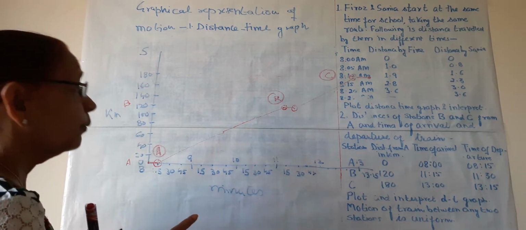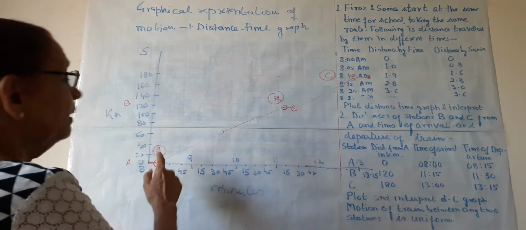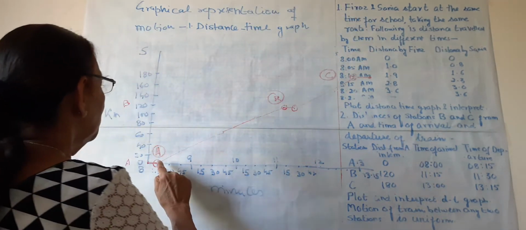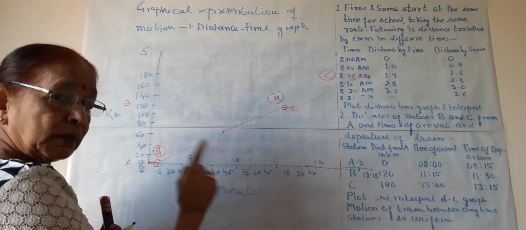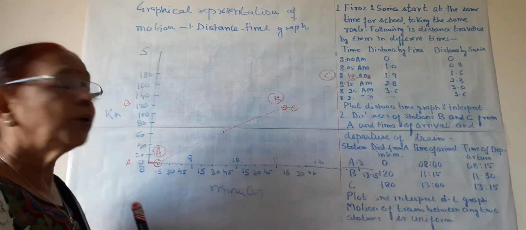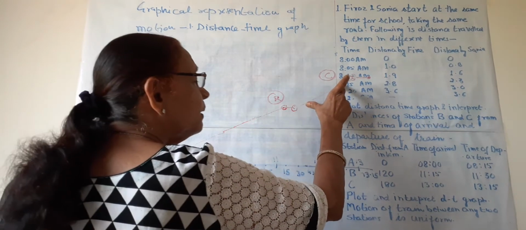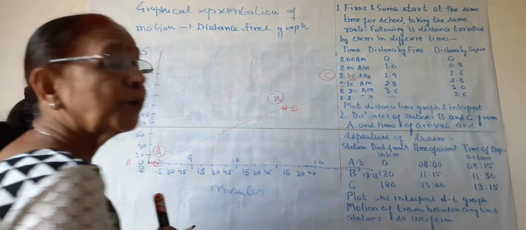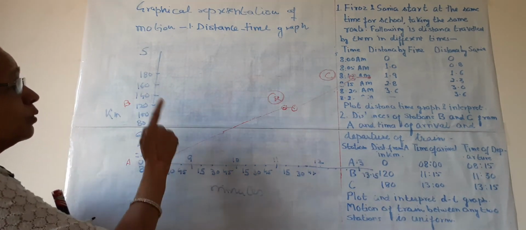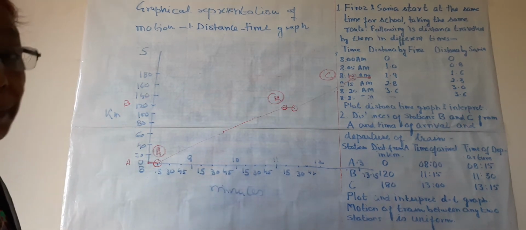So all of you calculate the speed of train. It is moving with a uniform speed. So you calculate the speed between A and B and C in your notebooks. How will you calculate? Take any 2 points, make a triangle, and calculate the speed by S2 minus S1 over T2 minus T1. So both the graphs, you calculate the speed by yourselves and write in the comment box.